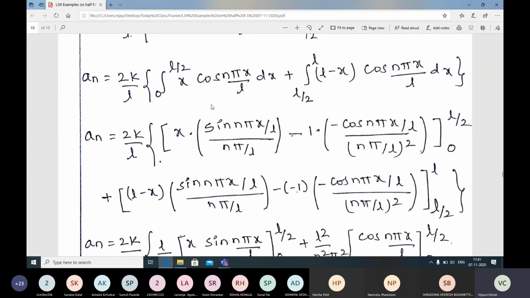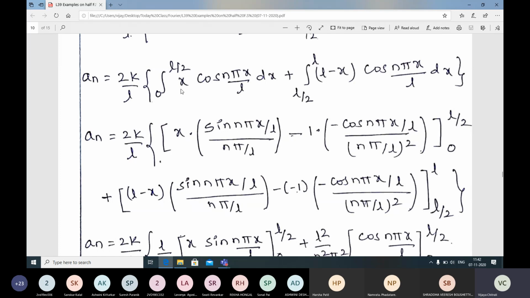So u is x, integration of cos n pi x divided by L is sin n pi x by L whole divided by n pi by L, minus derivative of this x is 1, integration of sin n pi x by L. So this is minus cos n pi x by L divided by n pi by L, but one more n pi by L we have. So denominator you will get as n pi by L raised to 2, and derivative of this x is 1 and derivative of this 1 is 0. 0 into something will be 0. So next terms you will get this as 0. Stop here only. Limits 0 to L by 2.